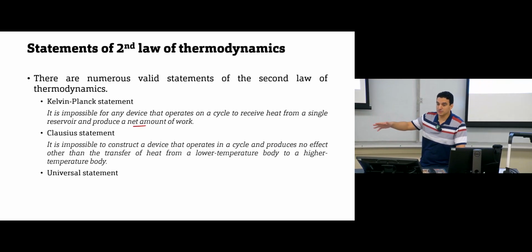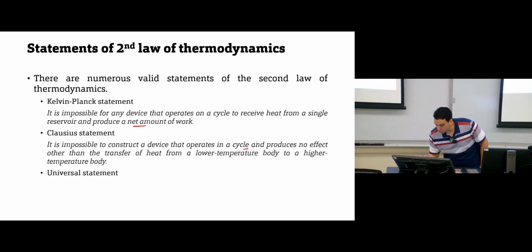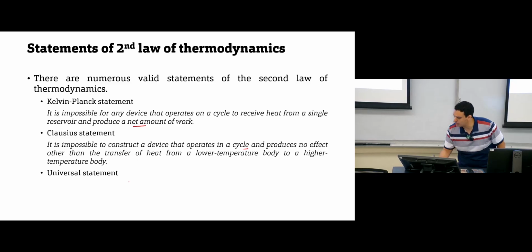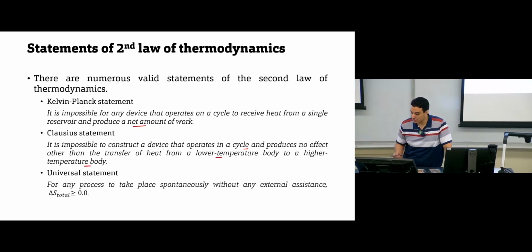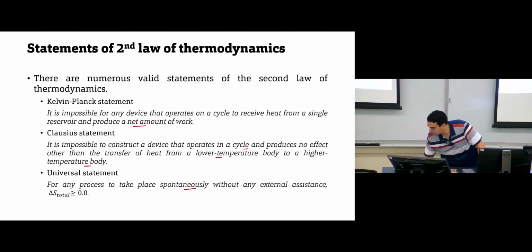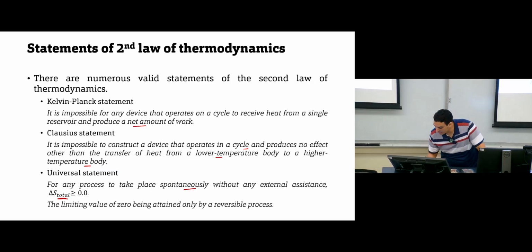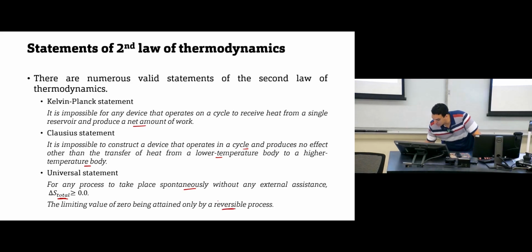Clausius did other experiments, and according to his experiments, he listed his observations in a statement describing the second law of thermodynamics. It says it's impossible to construct a device that operates in a cycle and produces no effect other than the transfer of heat from a low temperature body to a higher temperature body. We have other statements, and at the end we have a universal statement. It says any process to take place spontaneously without any external assistance, the total entropy change is more than or equal to zero. And here we have a limiting case: if a process operates in a reversible way, this entropy change will be zero.